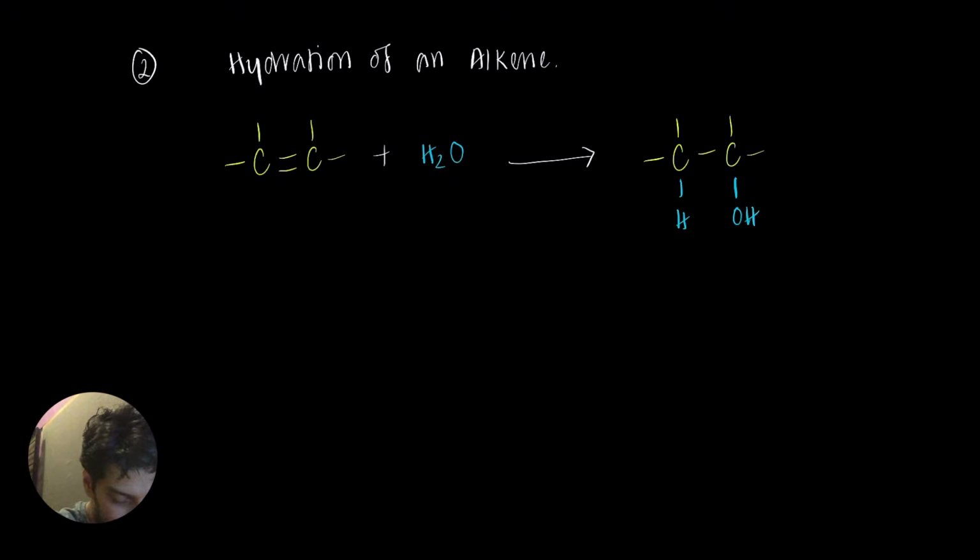So the conditions for this reaction are: the temperature needs to be 300 degrees Celsius, the pressure needs to be 60 atmospheres, and it needs to be in the presence of a catalyst. The catalyst over here is phosphoric acid.